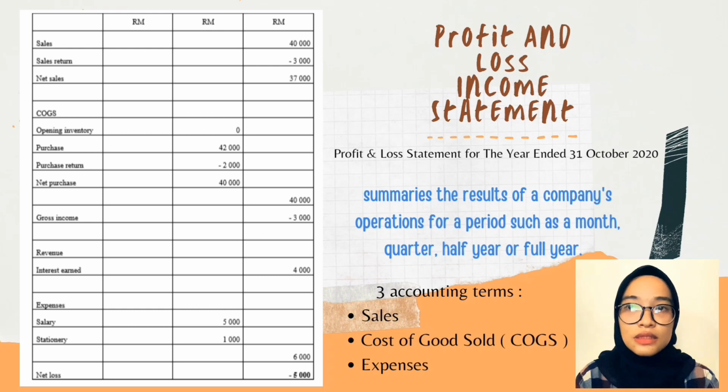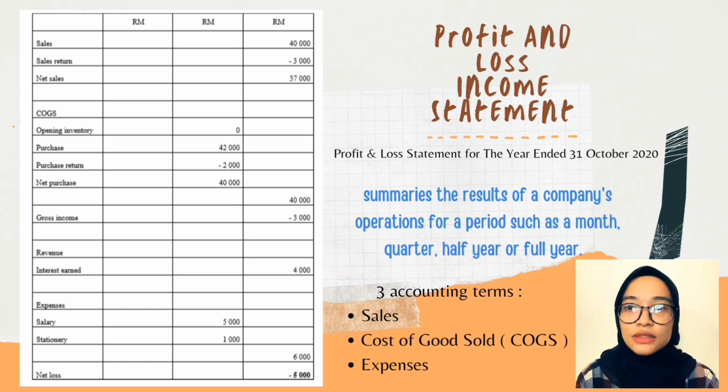Expenses are monthly expenses included even if there are no sales in the months involved, such as employee wages and electricity bills. If the sales are less than cost of goods sold and expenses, the company will earn a net loss. If the sales are more than cost of goods sold and expenses, the company will earn a net profit.